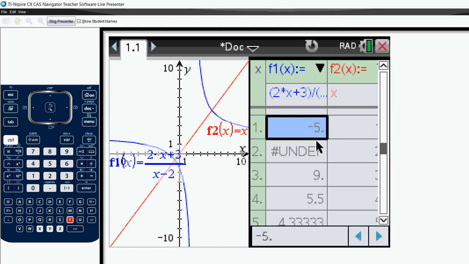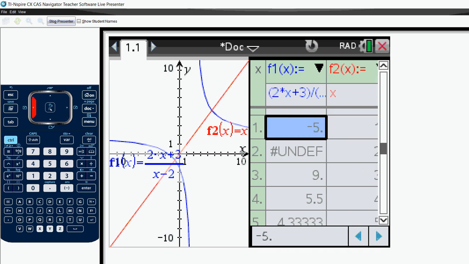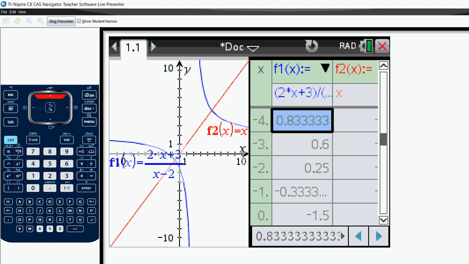We should see other points. So let's say negative... when I plug this in, I've got, and I'll go back over here, I've got the point 1, negative 5. So what other points should be on this same equation? We've got the point 1, negative 5. What other point should be on there? So go down to negative 5 and see if negative 5, 1 is on that graph also.